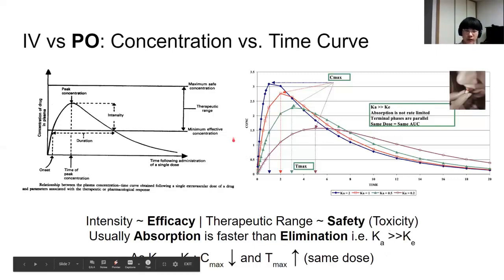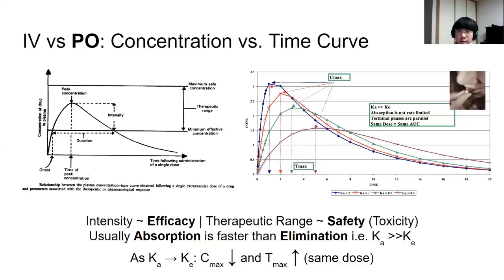So here, as we can see, the concentration maximum, and also we can see that they slowly go down in this graph. But what this is telling us is that, as you can see here, the blue line has a much shorter absorption phase, while its elimination phase is much longer.